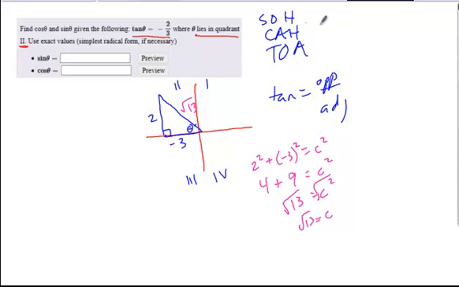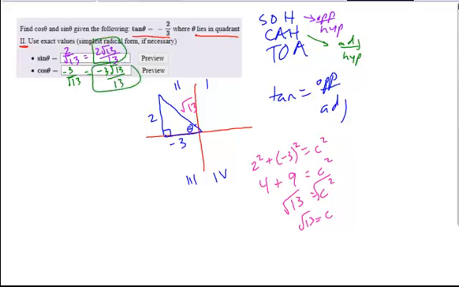The sine is opposite over hypotenuse. And so opposite is 2, hypotenuse is root 13, which we would rationalize to 2 root 13 over 13. And then cosine is going to be adjacent over hypotenuse using SOHCAHTOA. So adjacent is -3, hypotenuse root 13, rationalize to -3 root 13 over 13. And so those would be your two solutions.